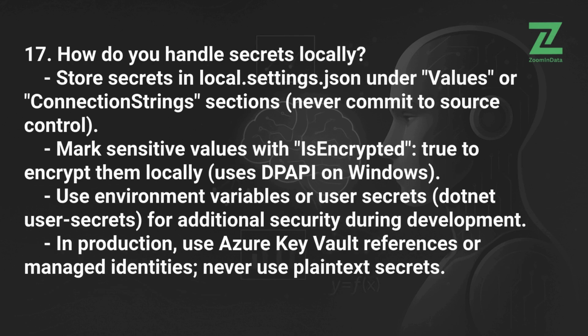17. How do you handle secrets locally? Store secrets in local.settings.json under Values, or ConnectionStrings sections. Never commit to source control. Mark sensitive values with IsEncrypted true to encrypt them locally. Uses DPAPI on Windows. Use environment variables or user secrets, .NET user secrets, for additional security during development. In production, use Azure Key Vault references or managed identities. Never use plain text secrets.